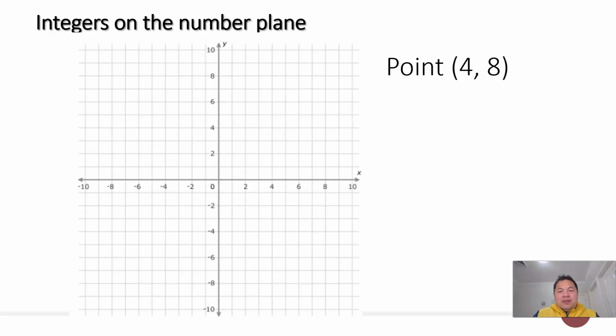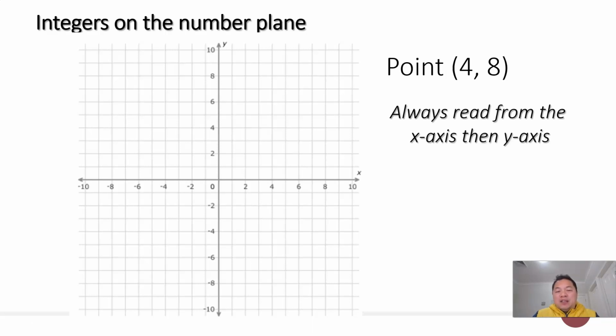Okay, so let's locate the points. Whenever you need to read from the number plane, you always read the x-axis first, then the y-axis. Always remember, x-axis first, then y-axis. So (4, 8). We look at x being 4. Okay, that's 4. But you move the dot upwards to look for 8. Yes, that's where you end up. That's where (4, 8) is. Got it? You read the x value first, then the y value to locate the point.